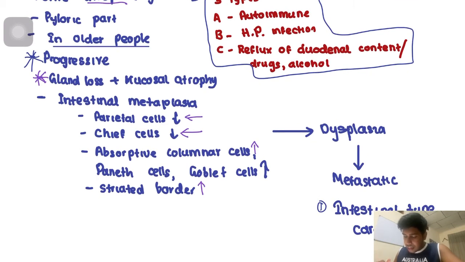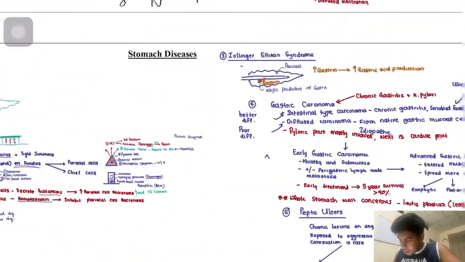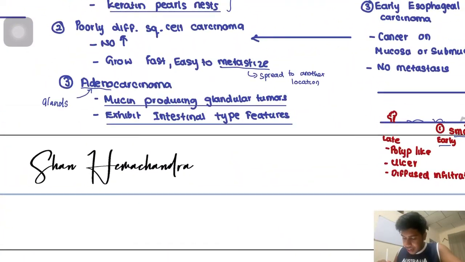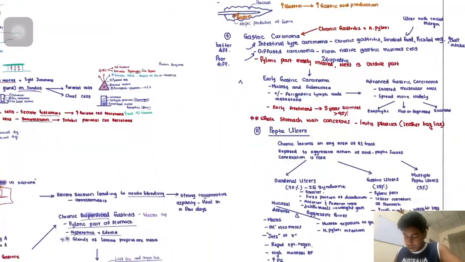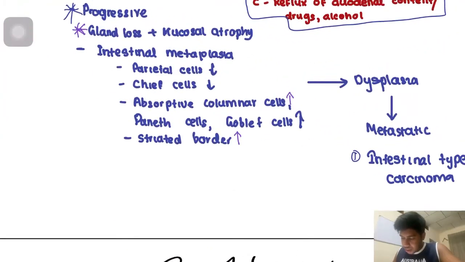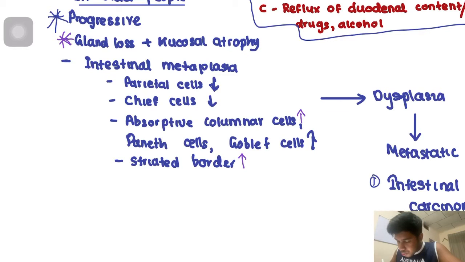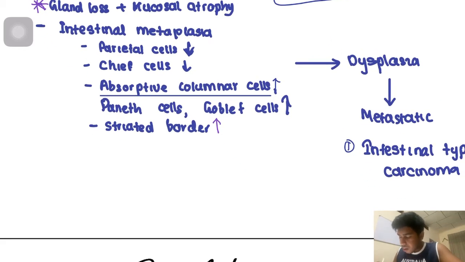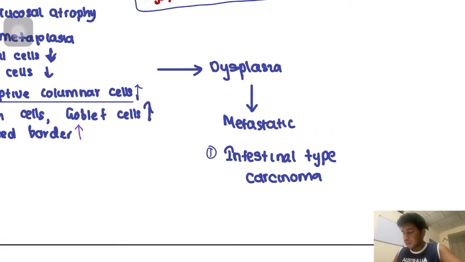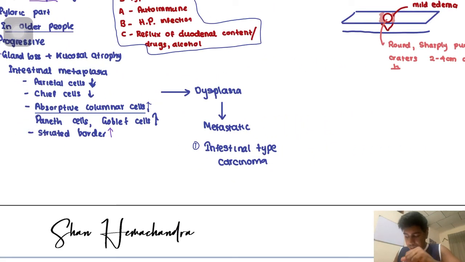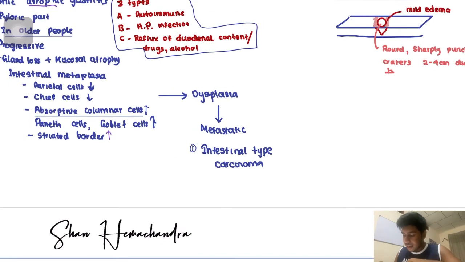And you get intestinal metaplasia. So even in esophageal cancer, in adenocarcinoma, I said you get intestinal type features. So here we get intestinal metaplasia. Basically the cells look more like the intestine. Parietal cells will be decreased, chief cells decrease, and you get these absorptive columnar cells, cells which are involved in absorption. That's the main function of the small intestine. Paneth cells and goblet cells increase, and you get a striated border. This can lead to dysplasia, and this can lead to metastatic intestinal type carcinoma.